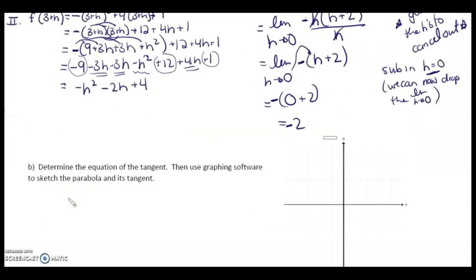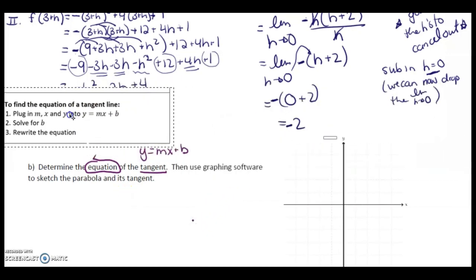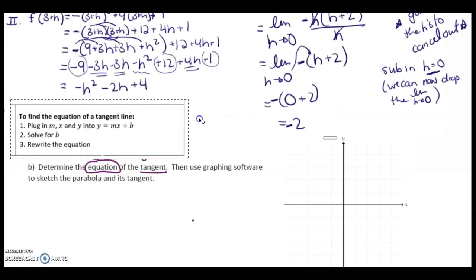Now part B, here's an extension. Determine the equation of the tangent. When we talk about an equation, we know a tangent is a line, so we're really looking at y equals mx plus b. Then what we'll do is use graphing software to sketch the parabola and its tangent. Okay, so here are the actual steps to finding the equation of a tangent line.